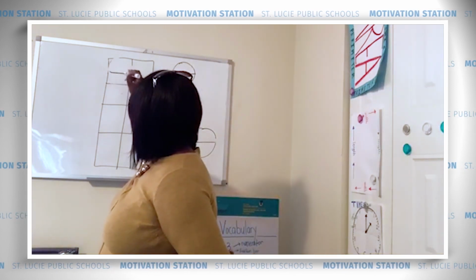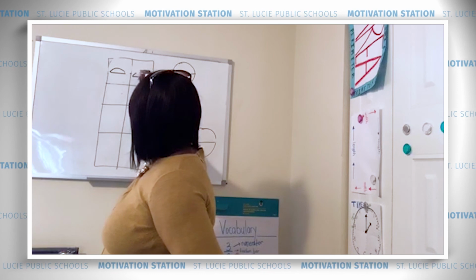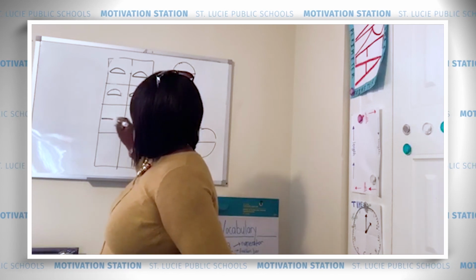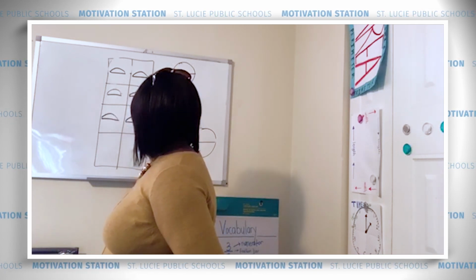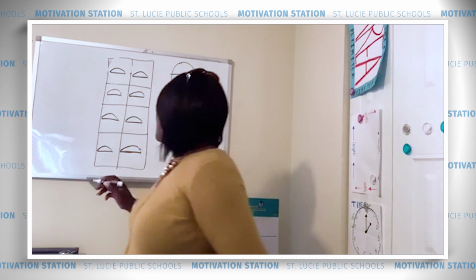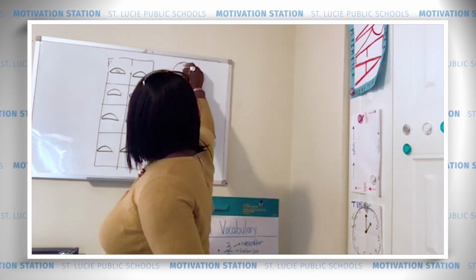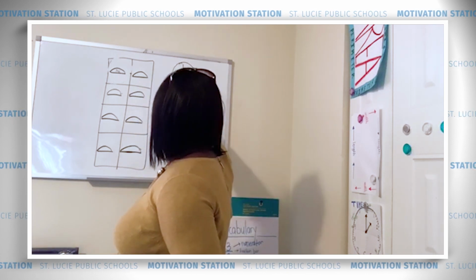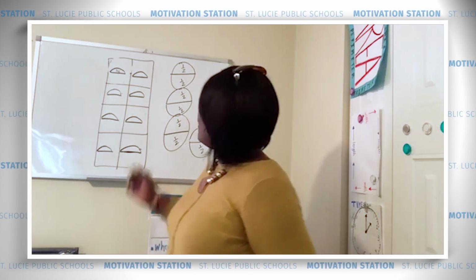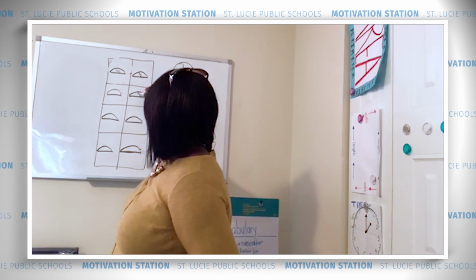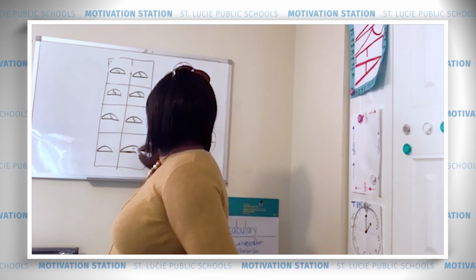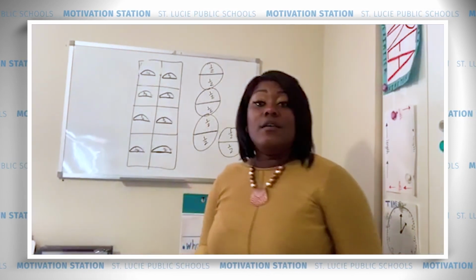If I'm sharing four cookies with eight people, I don't really have to break each cookie into eight parts. I can just break each cookie in half. And each person gets half of a cookie. Do they have a whole cookie? No, they do not. They only have half of a cookie.